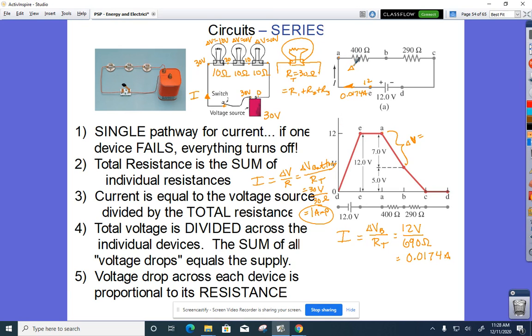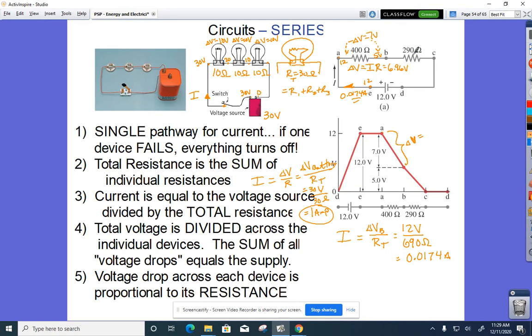So if I want to determine delta V there, I could say the current flowing through there, 0.0174 amps, multiplied by its resistance would be that voltage drop. So if I just take that number, multiply that by 400, I get 6.96 volts. So that would be delta V across here. Delta V about 7 volts. And that's between those 2 points. So if this was at 12 volts of potential, this one would be down to about 5 volts of potential.